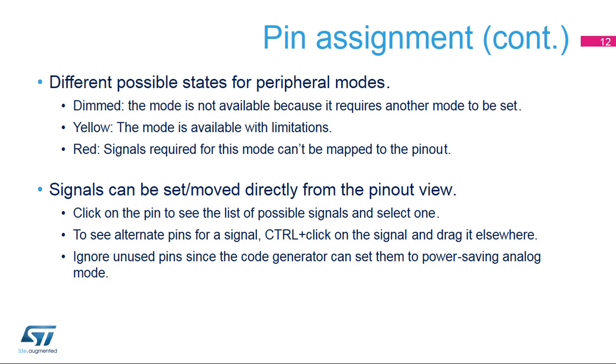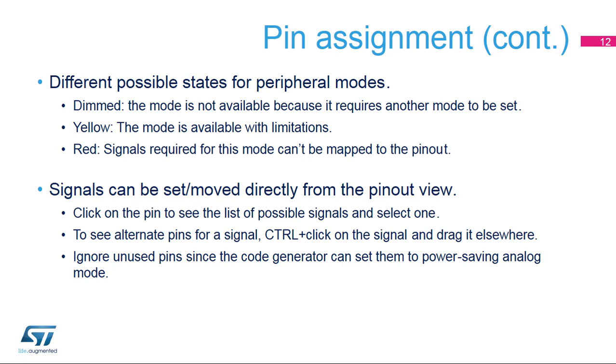Yellow: the mode is available with limitations because some options are blocked by conflicts. For example, the USART may not be configured to synchronous mode because all selectable clock pins are taken. Red: signals required for this mode cannot be mapped to the pinout. This may occur, for example, if a crucial signal has all its alternate pins used by other peripherals.